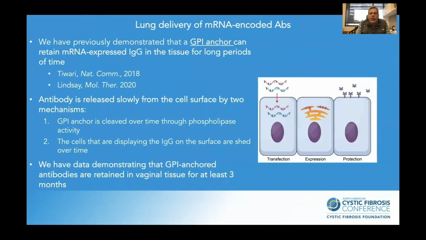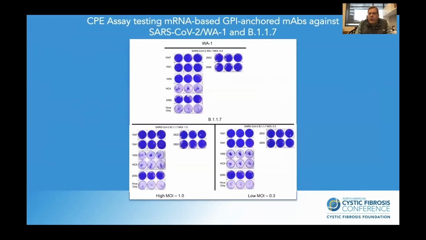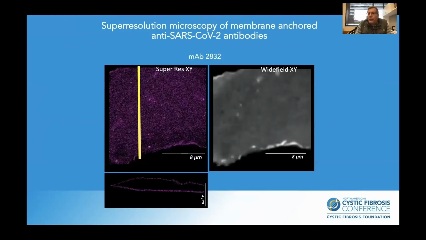So one other last thing I wanted to mention is mRNA-encoded antibodies. Previously, we've demonstrated that you can express antibodies in the lung and that we can keep them in the lung for long periods of time, depending on how we actually modify the antibody. And so we've tested antibodies against SARS-CoV-2 and against the variant, and we had antibodies that work extremely well. We express them such that they're on the surface of the cell, and you can see that here in the bottom. This is super resolution imaging of the antibodies, and you can see they actually coat the surface here.